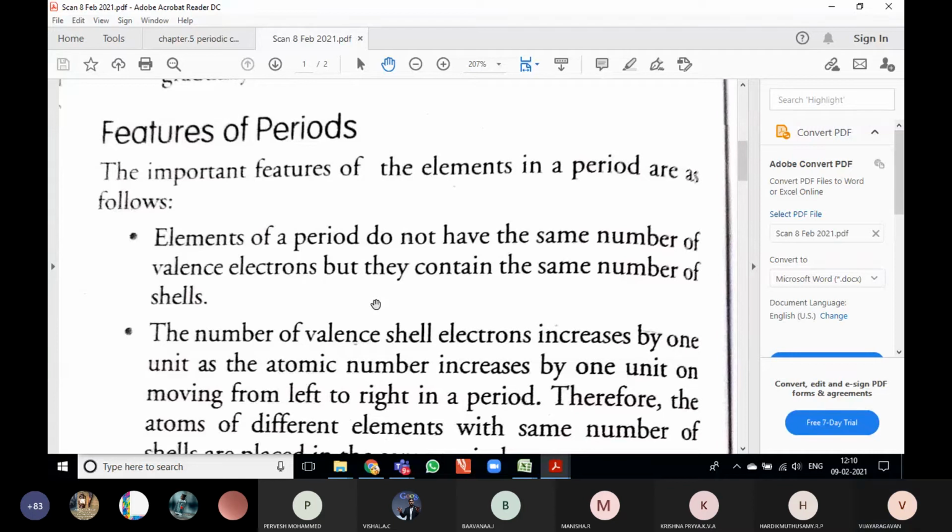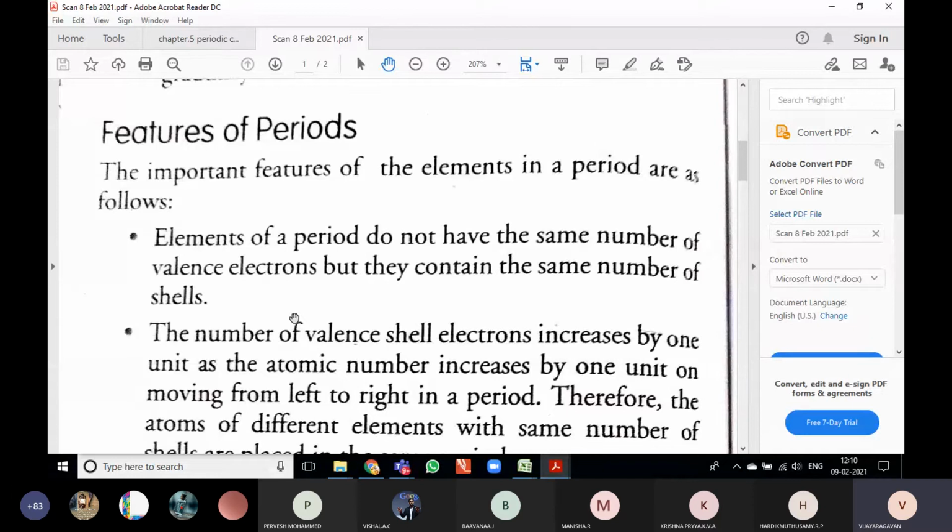If you take a period from left to right, the elements of a period do not have the same number of valence electrons, but they have the same number of shells. In a group, the valence electrons are the same, but in a period the valence electrons vary. The elements of a period do not have the same number of valence electrons, but they contain the same number of shells. These are very important points.